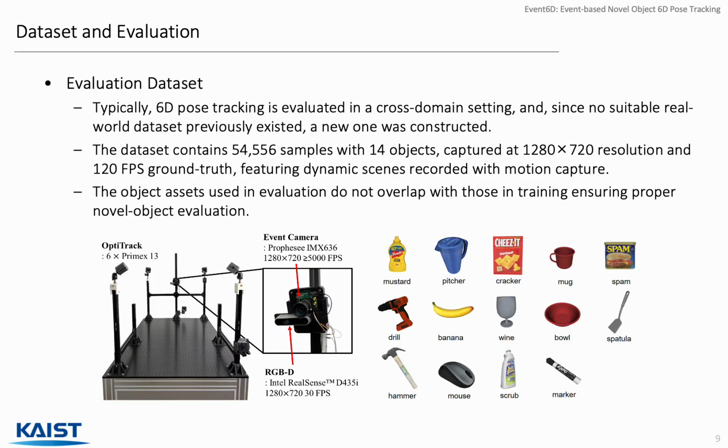For evaluation, we go from synthetic to real. Since no real-world event dataset exists for 6D pose tracking, we built one ourselves, using OptiTrack for pose ground truth, an event camera, and RealSense for depth. We captured 14 novel objects at 120 FPS. Crucially, the test objects don't overlap with training, so what you will see next is a true sim-to-real novel object evaluation.